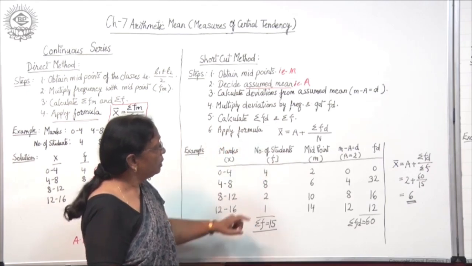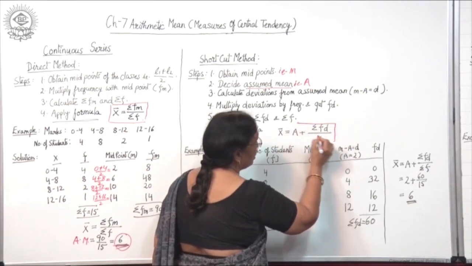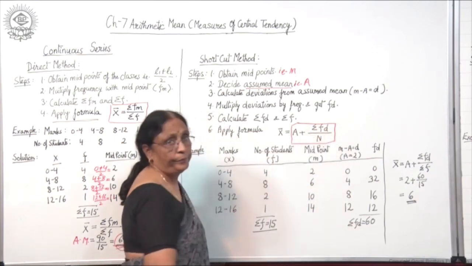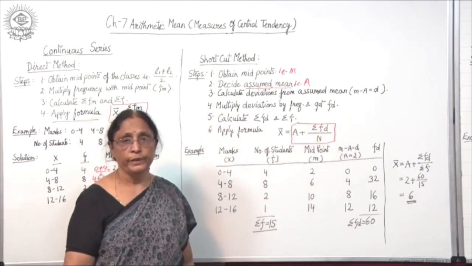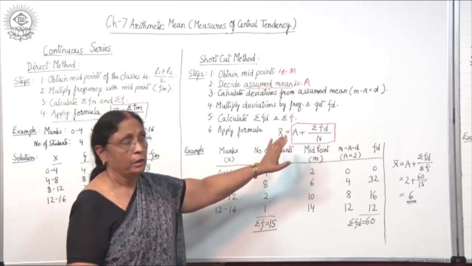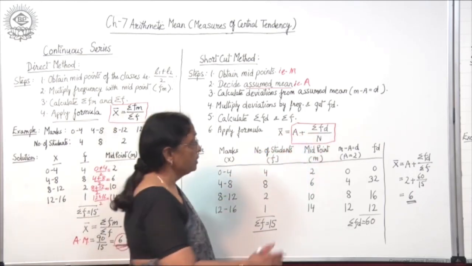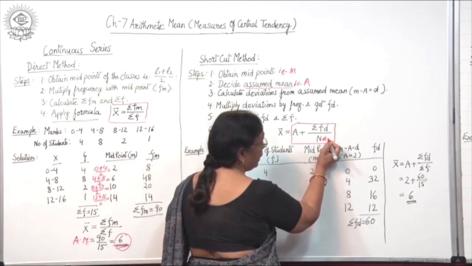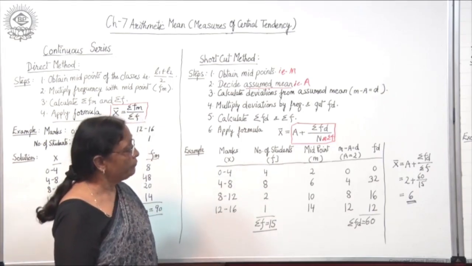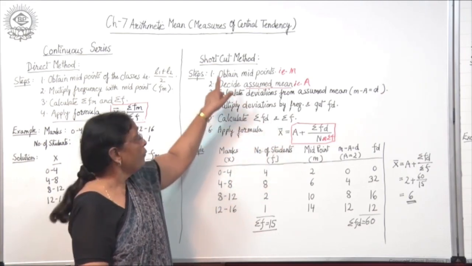Then apply the formula. X bar is equal to A plus sigma FD upon N. This is the formula for the shortcut method. Why do we write A here? Because we have assumed a certain mean. We don't know the actual mean. What we have assumed, plus sigma FD upon N. N is the same thing as sigma F. So A plus sigma FD upon sigma F, that will be the X bar in the case of the shortcut method.